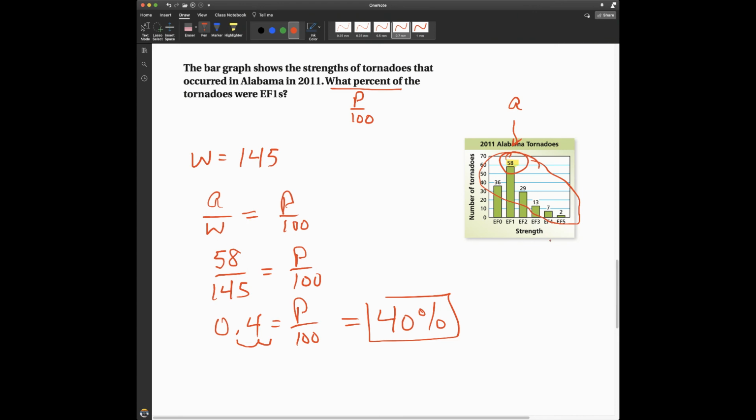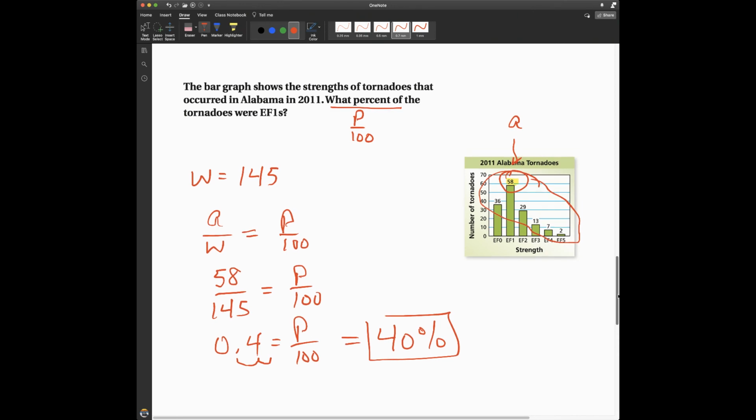Okay, so that is section 6.3, the percent proportion. Don't forget this formula. You will end up using it a little bit this chapter.